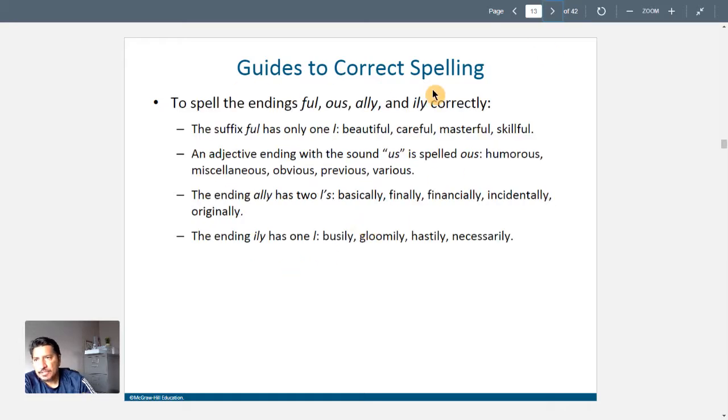Guides to correct spelling. To spell the endings ful, ous, like continuous, ally, a-l-l-y, and ily correctly. The suffix ful has only one L: beautiful, careful, masterful, skillful. So these are the guides for correcting your spelling. Like I said previously, it's a practice, it's a vocabulary, a reading. The more you read, you would have a better vocabulary, word choices you would be able to incorporate in your writing.